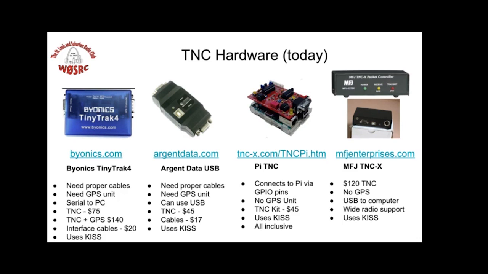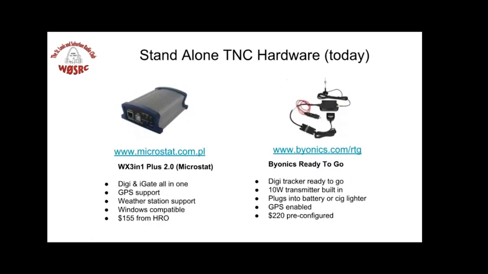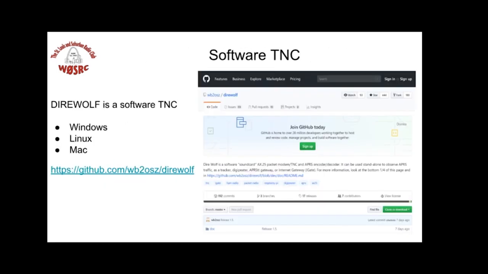And then your good old MFJ. MFJ makes everything. Surprised they don't make a car. Mighty fine job. Yeah. But for $120 and you need a TNC, it's a good thing, right? And then this microstat, that's what runs the AT&T Digipeater up 30 stories downtown. And then again, this Bionics ready to go. It's got everything you need. Okay?